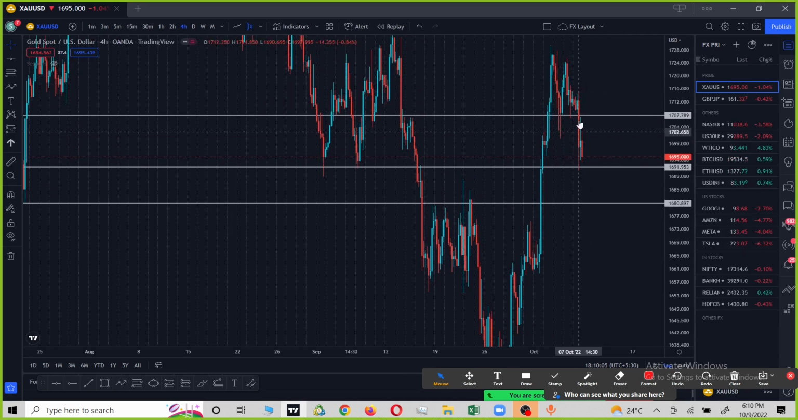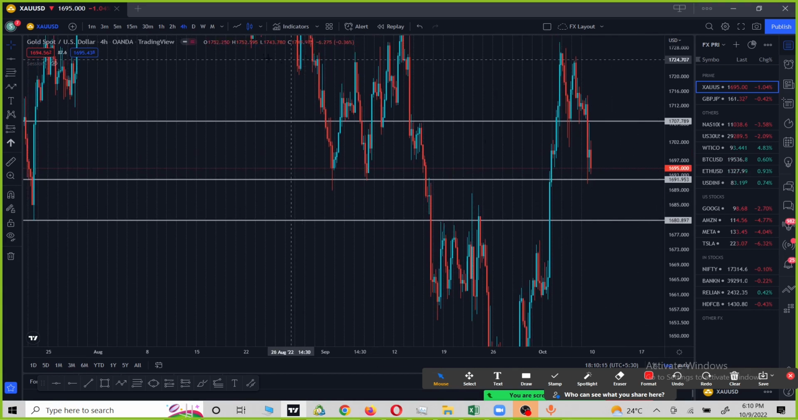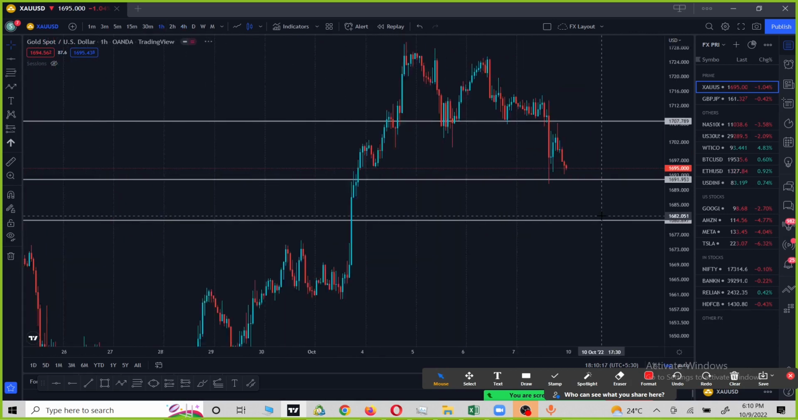So if right now the price comes back to this price, we are expecting some kind of rejection, which we can use on the lower time frame to find some kind of scalping and intraday trading setup. So now let's go back to the 1 hour time frame.